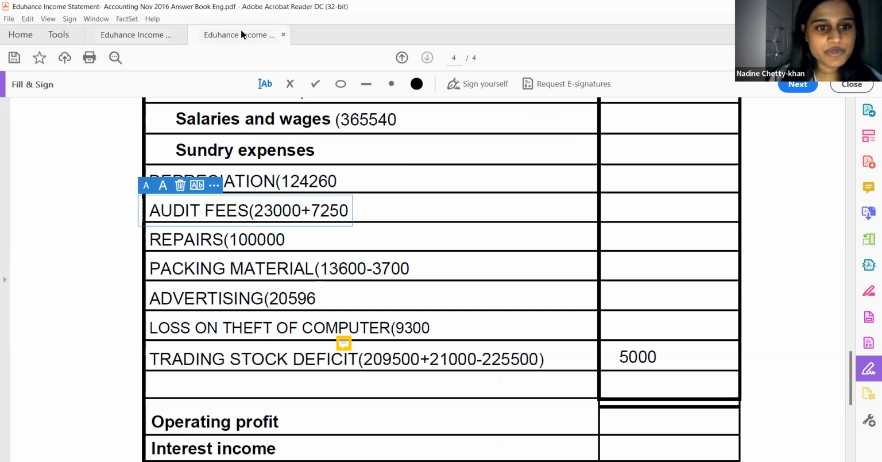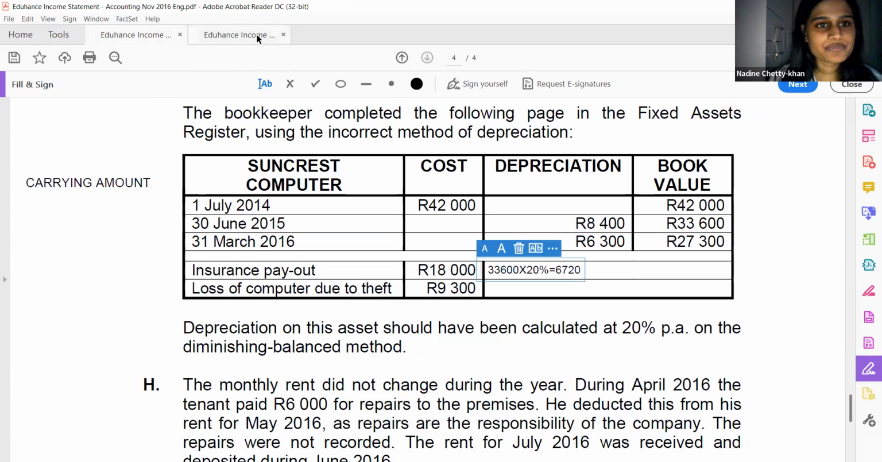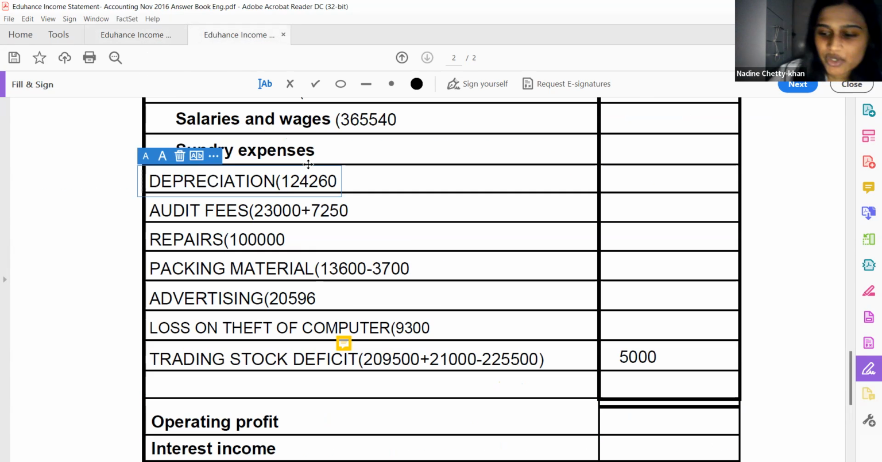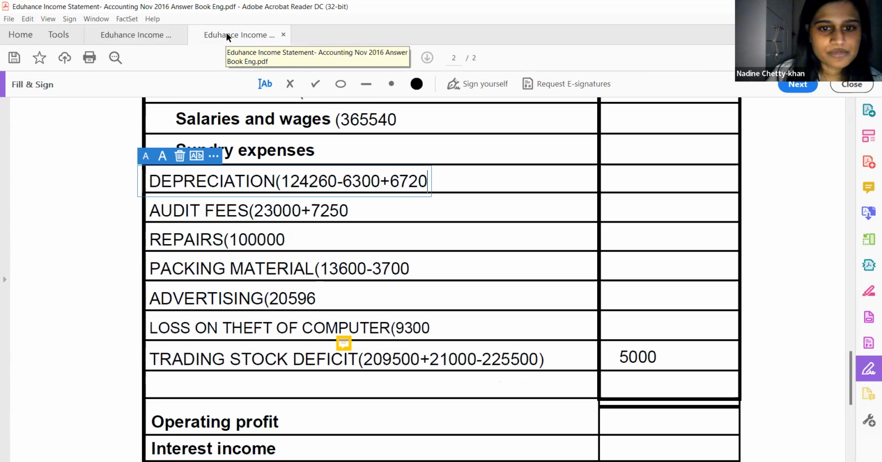So let's go to depreciation. I'm going to do this like this. I'm going to take out the incorrect amount of 6,300, and I'm going to add the correct amount. And what's the correct amount? 6,720. Okay.